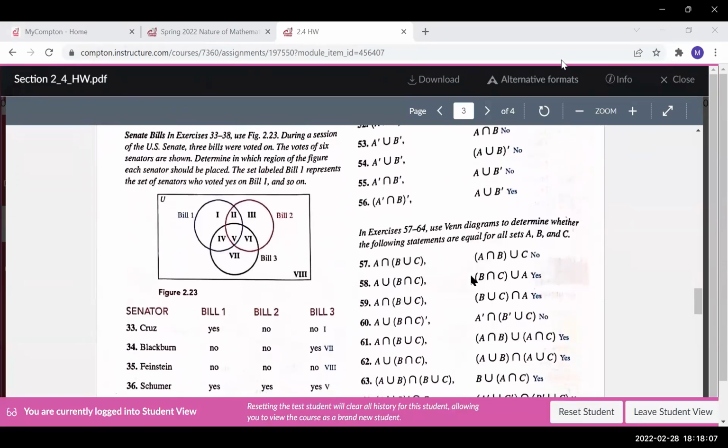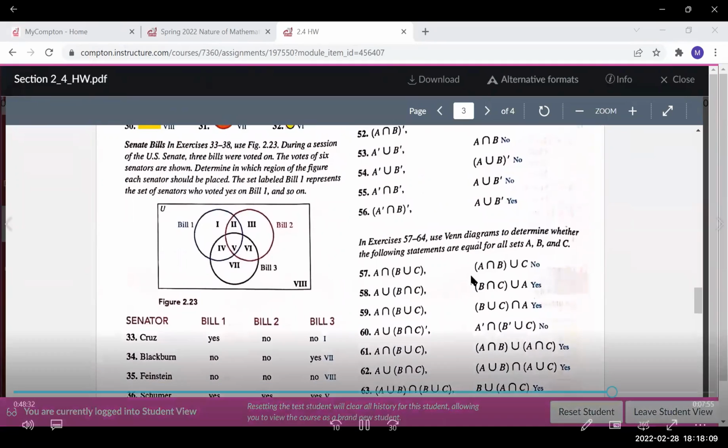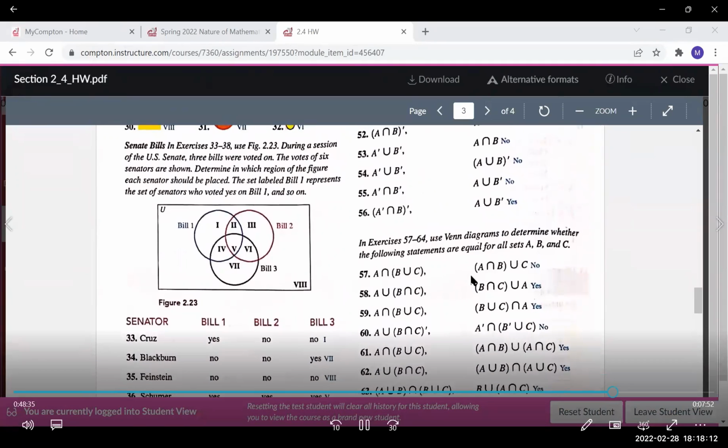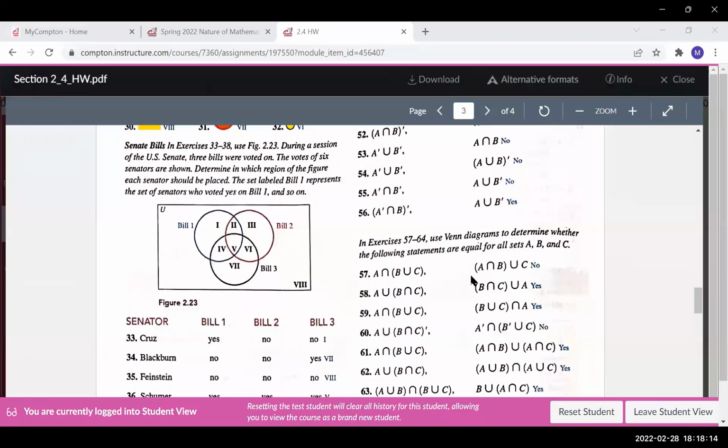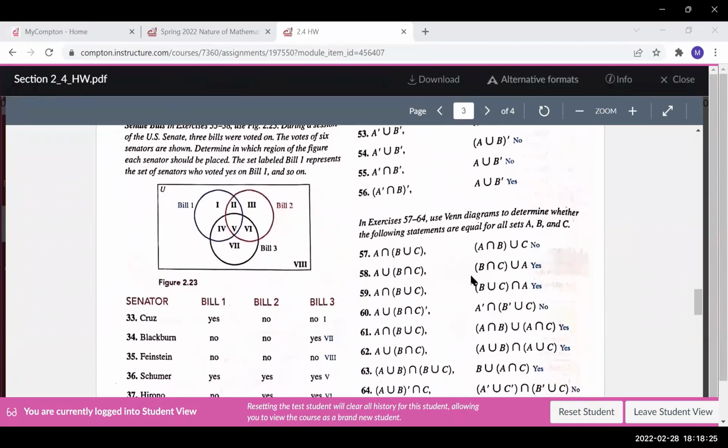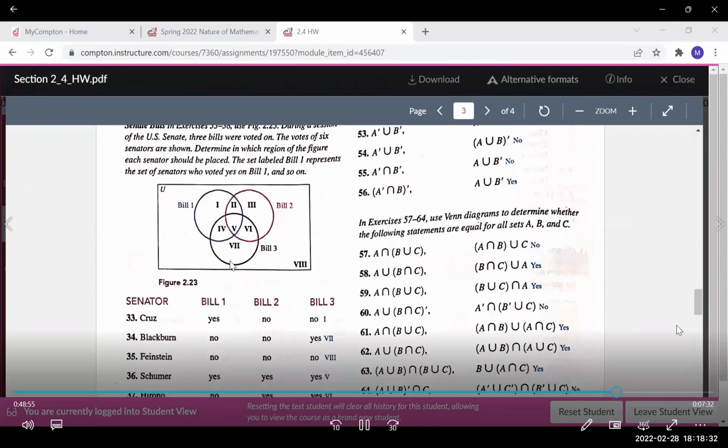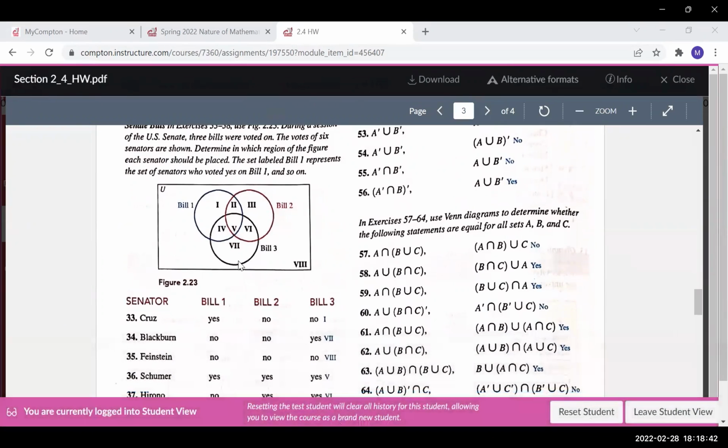Let's look at number 33. It says, during a session of the US Senate, 3 bills were voted on. The votes of 6 senators are shown. Determine in which region of the figure each senator should be placed. The set labeled Bill 1 represents the set of senators who voted yes on Bill 1 and so on. All right. So Cruz voted yes on Bill 1. He voted no on Bill 2 and then voted no on Bill 3. So wait, do we understand what's happening here or no?